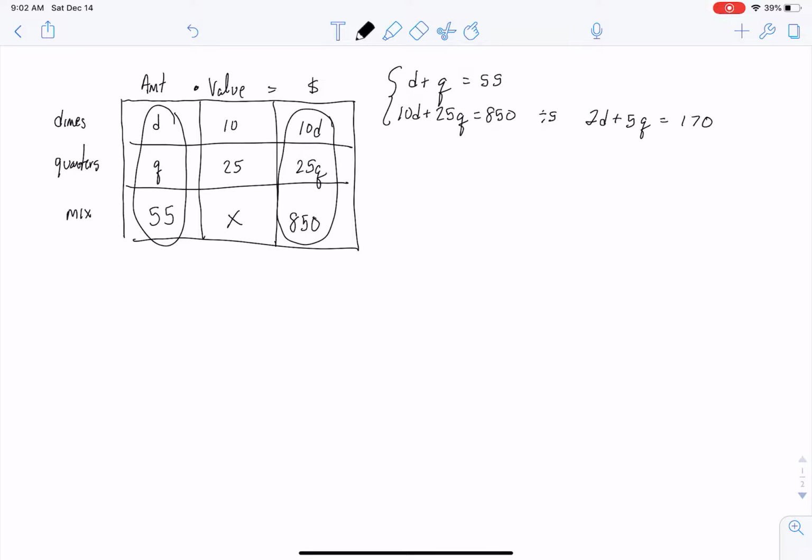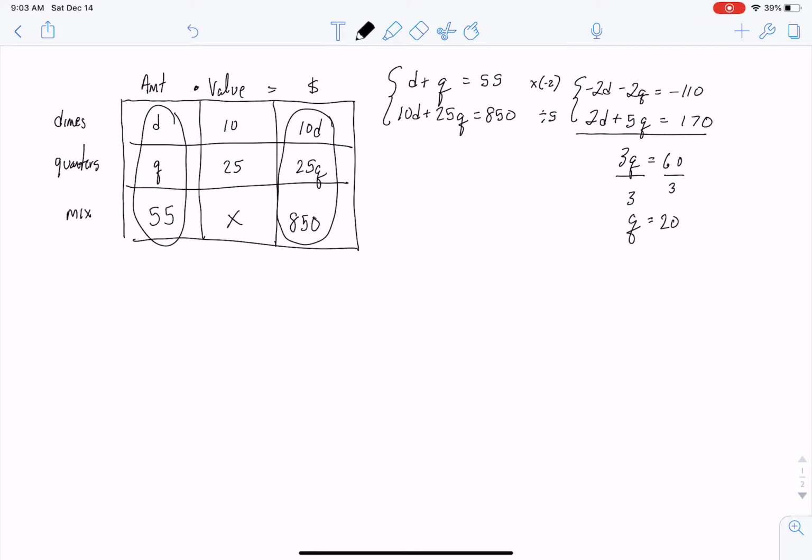And now the top equation, so that I could use elimination, right? You could use substitution, but I'm going to use elimination. The top equation, I'm going to multiply that by -2, both sides. So I get negative 2D minus 2Q equals negative 110. And these are the two equations now that I can use elimination for. So -2 and +2 is 0. -2 and 5 is 3Q. And negative 110 and 170 is 60. So we divide both sides by 3, and we get Q equals 20.